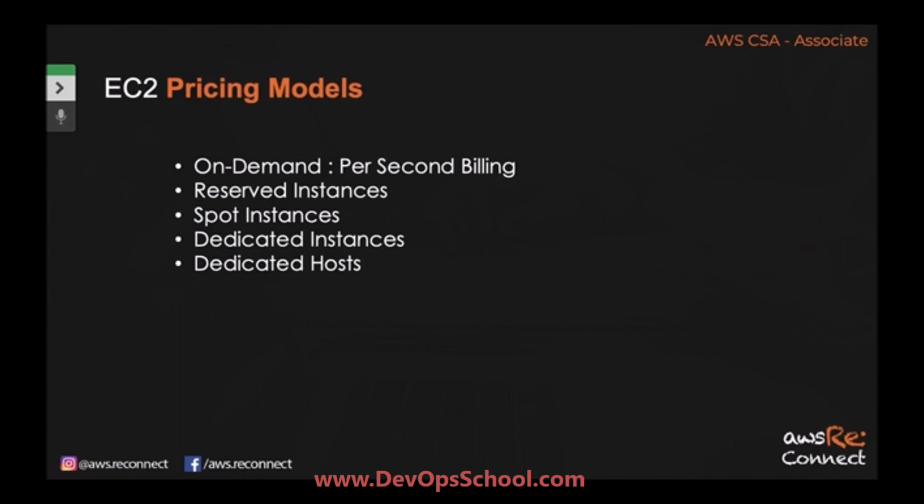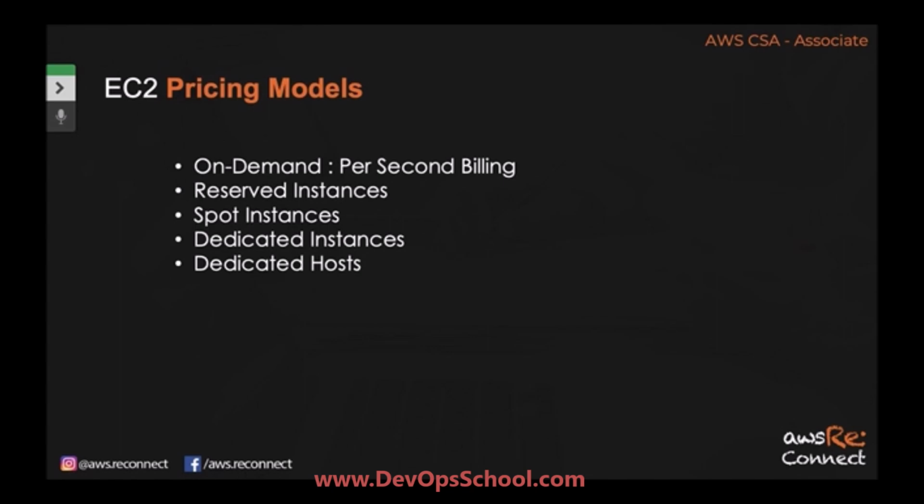Okay, good. So next is EC2 pricing models. There are 5 types of pricing models available. On demand is per second billing. If you have consumed a resource for 30 seconds or 100 seconds, then it will charge you accordingly.